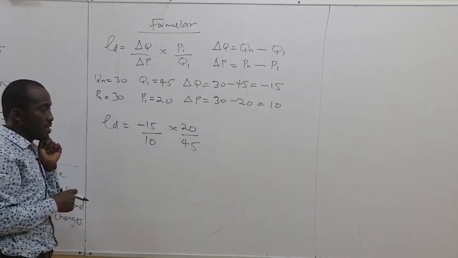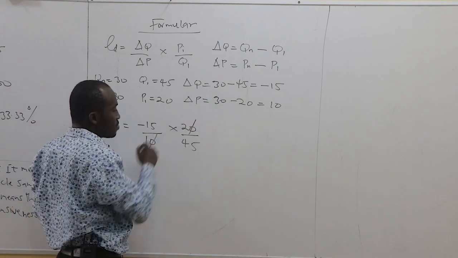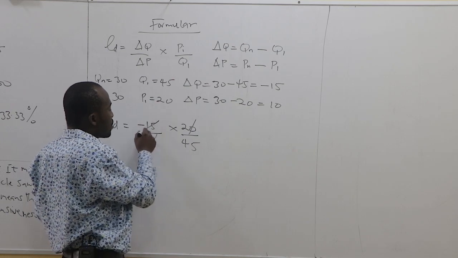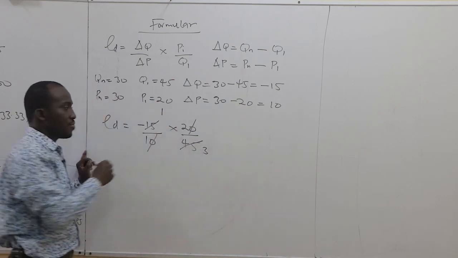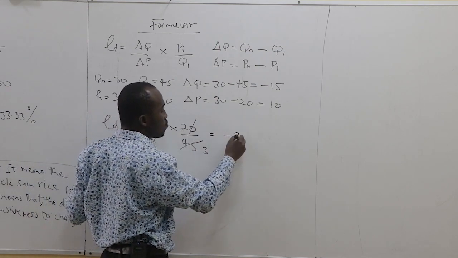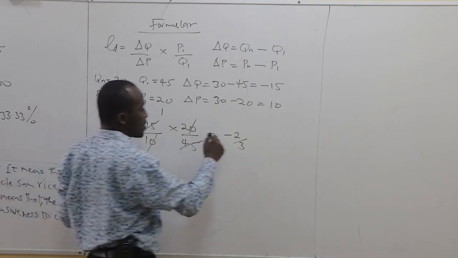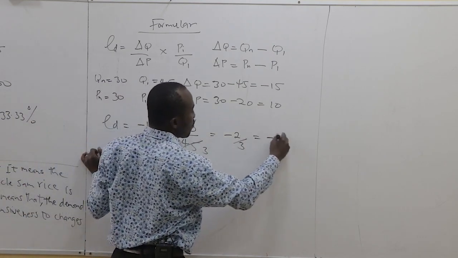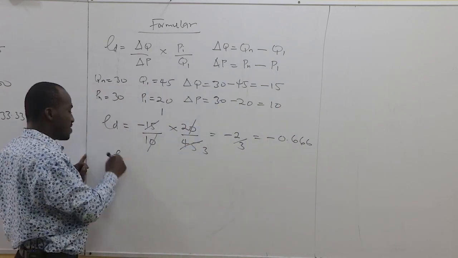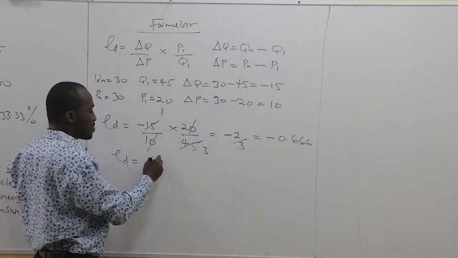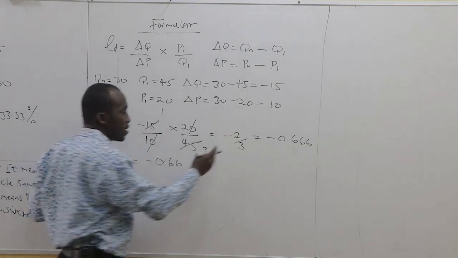So let's see what will be our final answer. Zero will cancel zero. 15 goes into 15 once. 15 goes here 3 times. So what do we have? We have negative 2 divided by 3. And when you divide negative 2 by 3, you're going to get negative 0.666. It continues. So the elasticity is equal to negative 0.666, whatever, 0.6, it's okay.